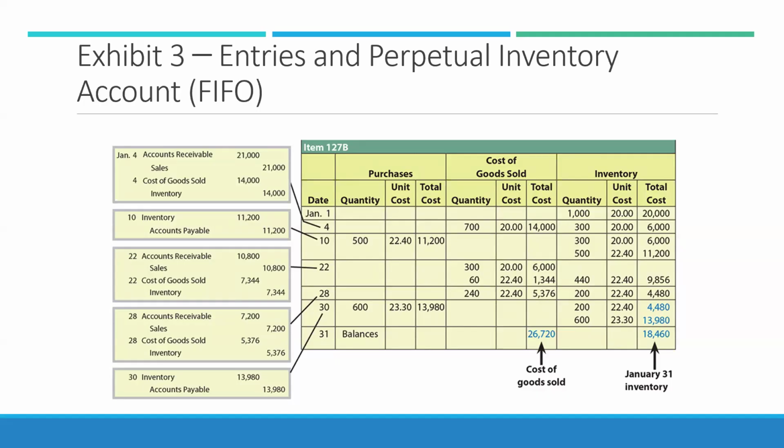Then on the 22nd, we sell 360 units of inventory. And so first we use up the oldest inventory. So we have 300 times 20, and then we have 60 times 22.40, and that computes our total cost of goods sold of $7,344. And then our ending inventory, all we have left is 440 in the 22.40 bucket because we used up the 300.